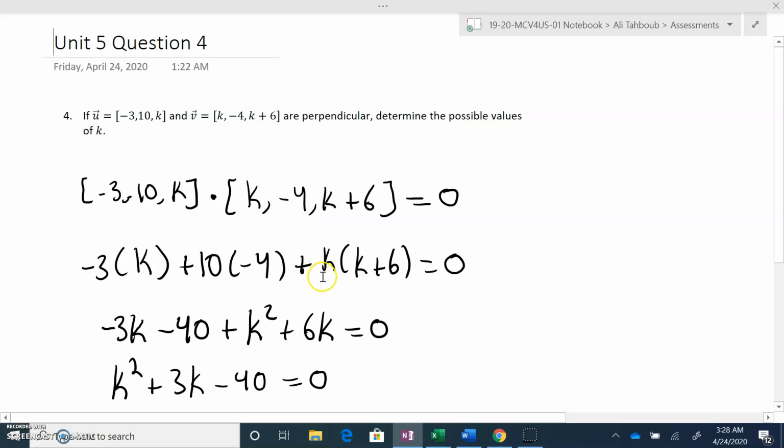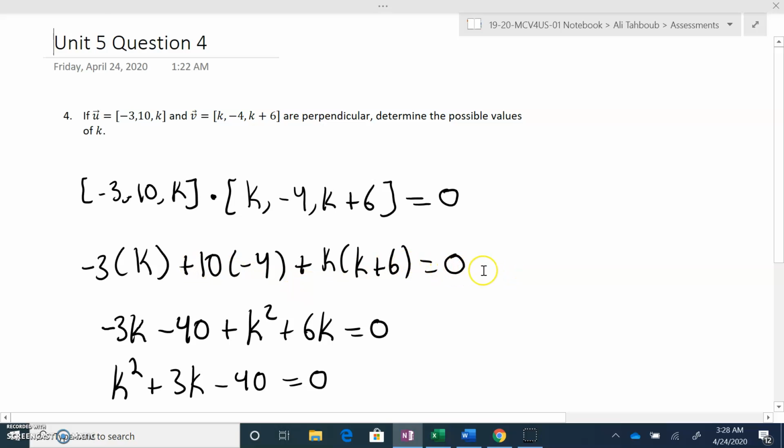And then I did k plus k, which is the third coordinate of the first vector, multiplied by k plus 6, which is the third coordinate of the second vector. And I added all of them up, and it has to equal 0.